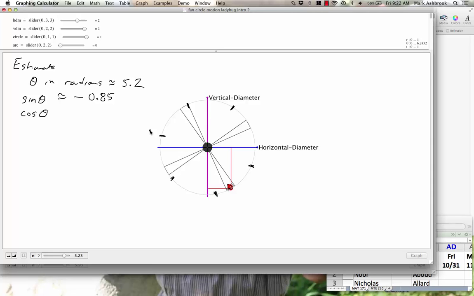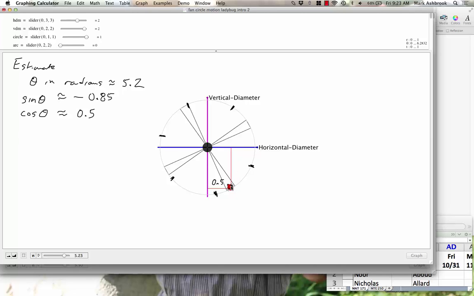Okay, cosine theta. Yeah, Cody. About 0.5. Positive or negative? Positive, because it's to the right. And why 0.5, Cody? Because it's about halfway of the horizontal diameter on the positive side. Right, about half of the radius length. So really we're looking at this distance right here, about 0.5 of a radius length.